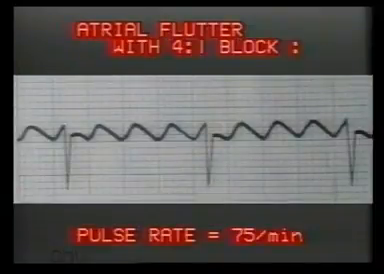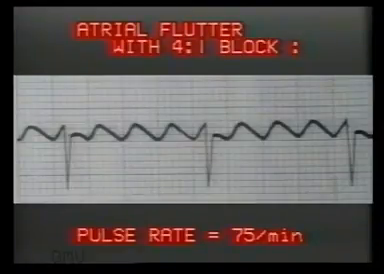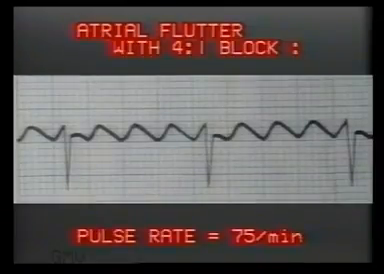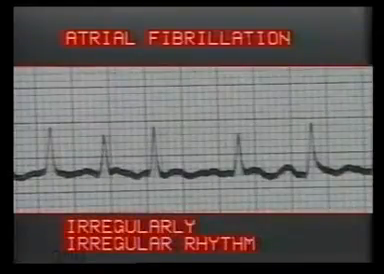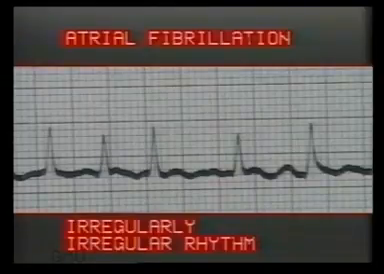And this ECG shows 4-to-1 block with ventricular rate of just 75 per minute. Note that the ventricular rate and the pulse is regular, but sometimes the flutter may show a varying block and irregular pulse. Atrial fibrillation.